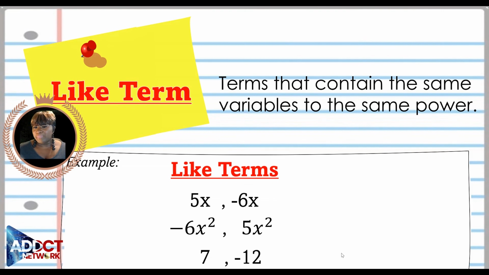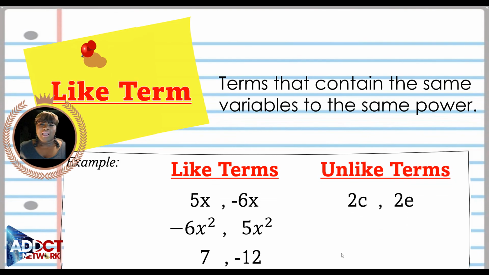Our last example is 7 and -12. They are like terms, even though they don't have variables. They're considered like terms because they are both numbers that stand alone. Therefore, all constant terms are considered like terms.